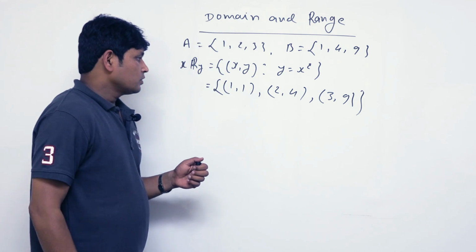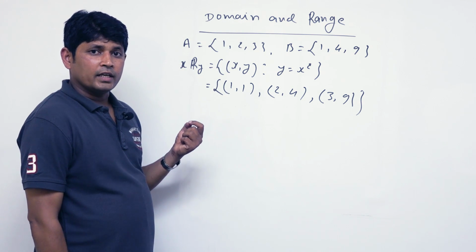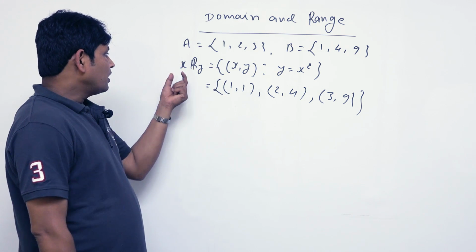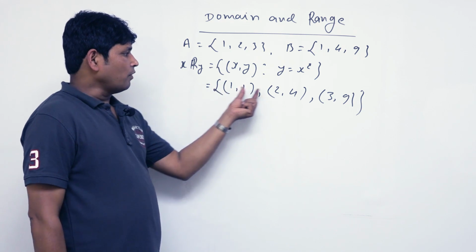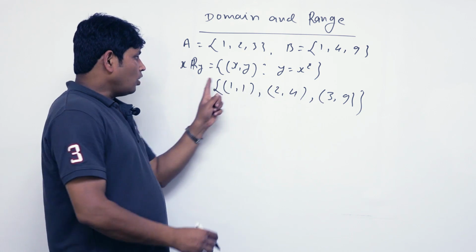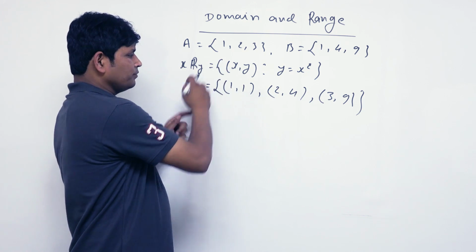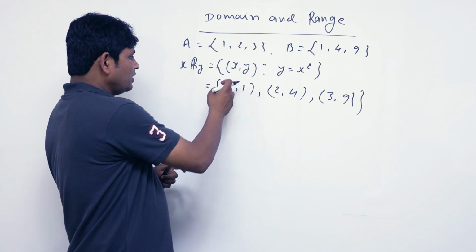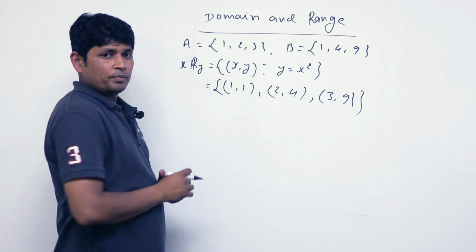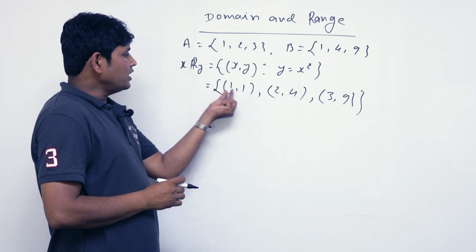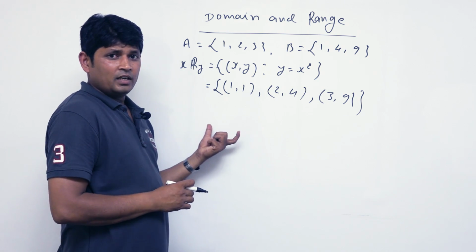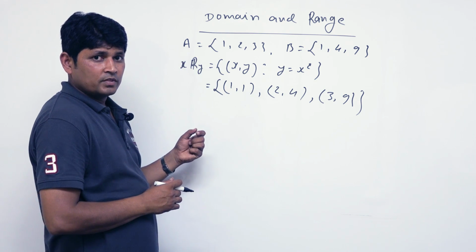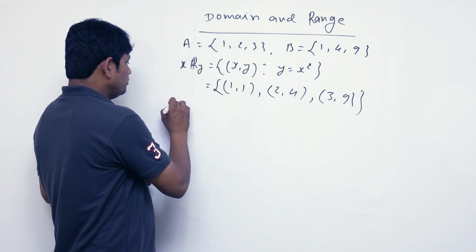Okay. So what is called domain here? What is called range? A relation is a set of ordered pairs. So all the set of first elements of the ordered pairs, the set of first elements of the ordered pairs is called the domain of that relation. So we can define it like that.